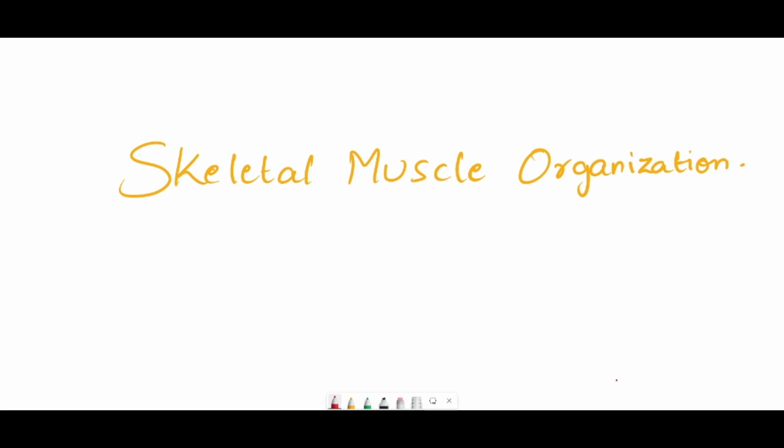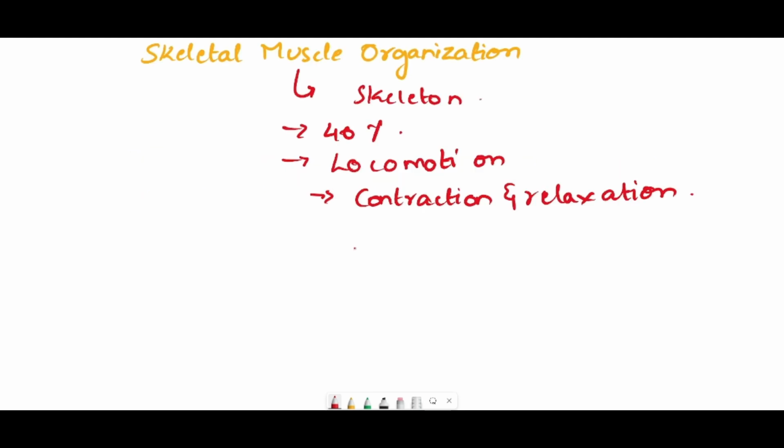Today we will be discussing the skeletal muscle organization with the help of its diagram and the key points to be written in the exam. Skeletal muscle organization. So first we have to know what is a skeletal muscle.